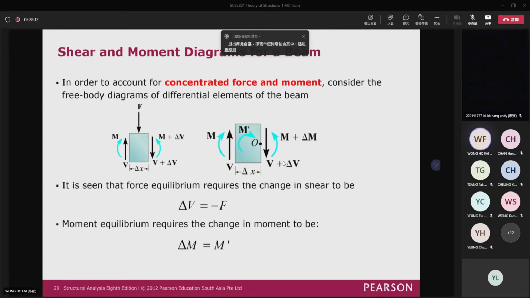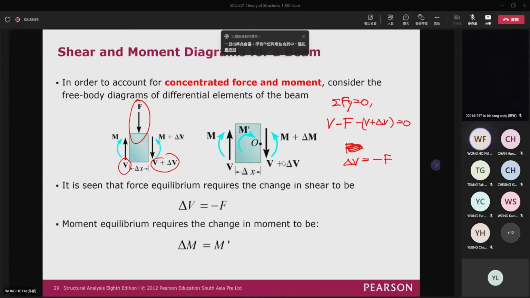Okay, when there's applied load right here, say that if you have a concentrated force applied on the top of the structure, you can see that for equilibrium, right here, this is F, and then you have V here, and V plus delta V here. That means if you consider summation Fy equal to 0, then you have V pointing upward, minus F, and then minus V plus delta V here, which is equal to 0. So you can see that delta V is equal to minus F.